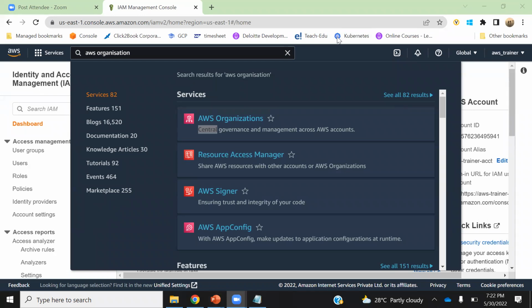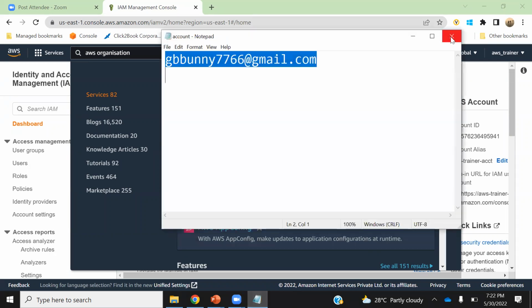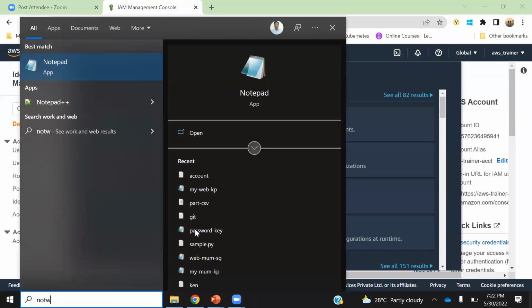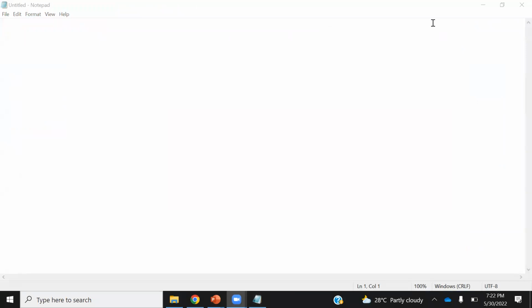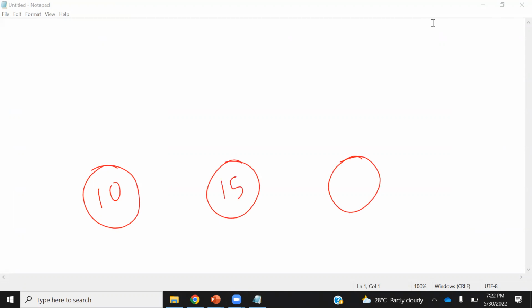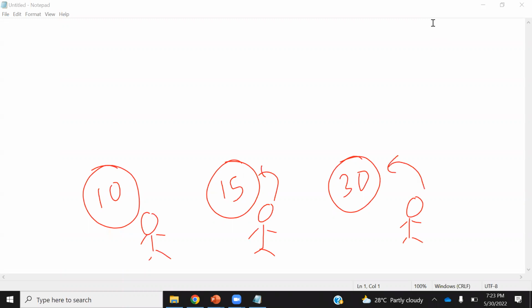Consolidated billing means there are 3 accounts. Let me just show you diagrammatically. Let me say I have 3 accounts, okay? Account 1, 2, 3. This was generating $10, this was generating $15, and this was generating $30. If you pay individually or manage individually, then probably you will need more people to manage it. All these are admins. This admin is here, this admin is here, this admin is here.